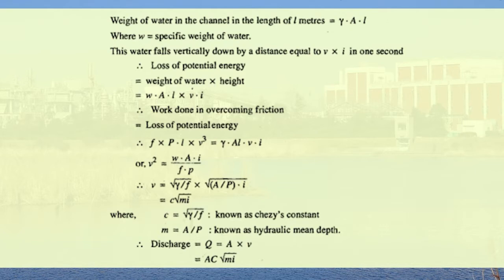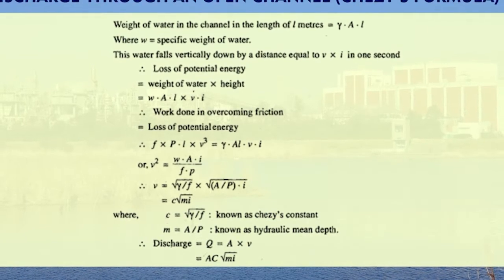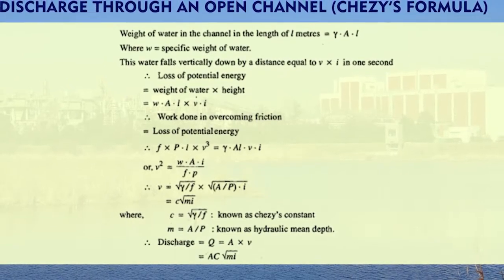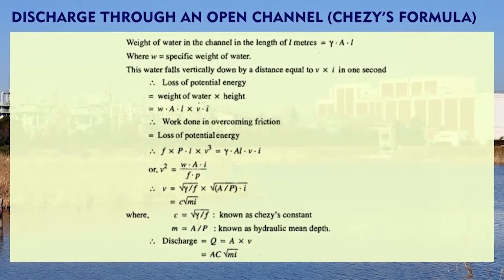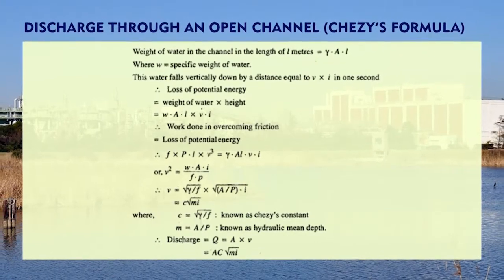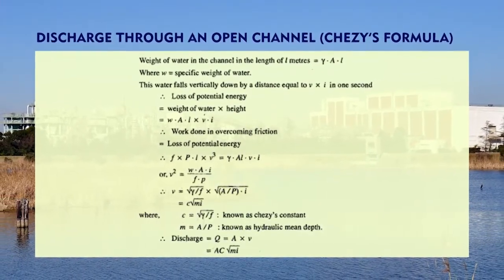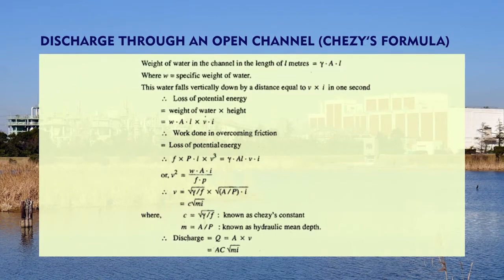So we can calculate from here V square is equal to gamma A i upon F P. V is equal to root gamma upon F into root A upon P into i, which is equal to C into root m into i, where C is equal to root gamma upon F. This is the known Chezy's constant. m is equal to A upon P, known as hydraulic mean depth. So discharge Q is equal to A into V, which is equal to A C into root m i.